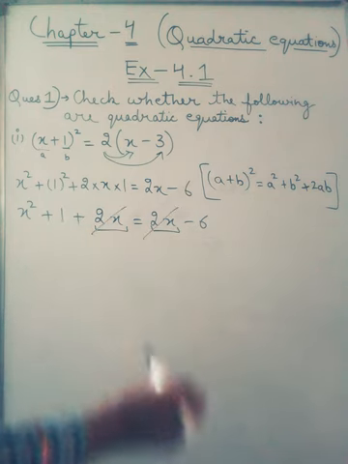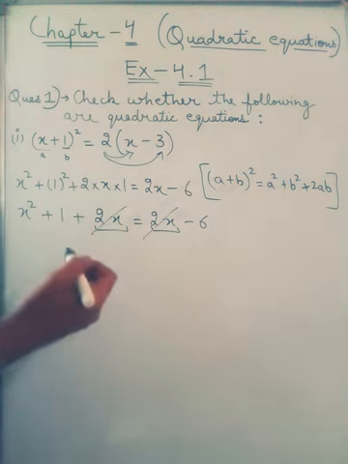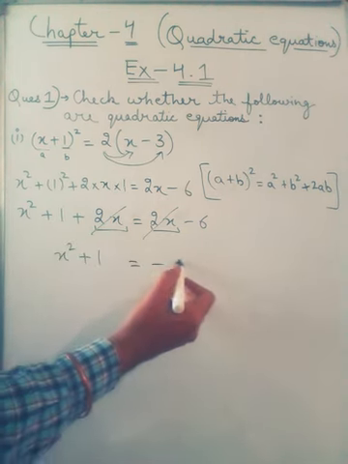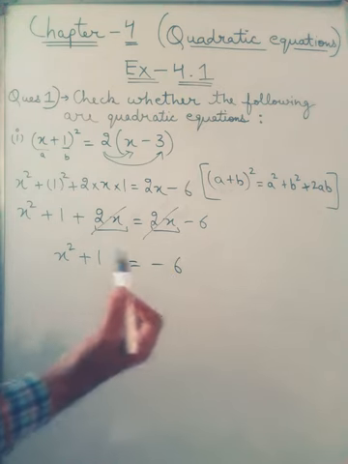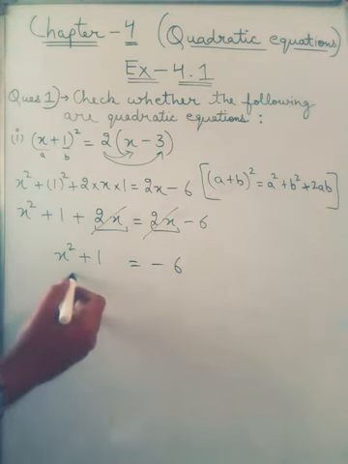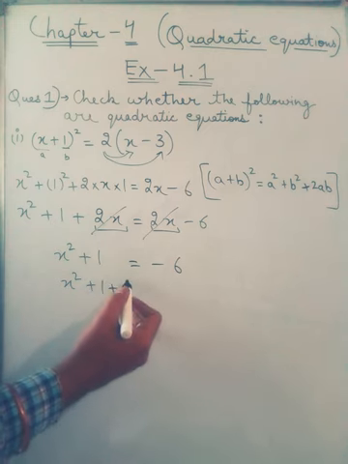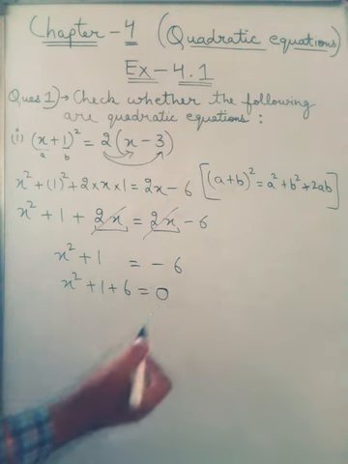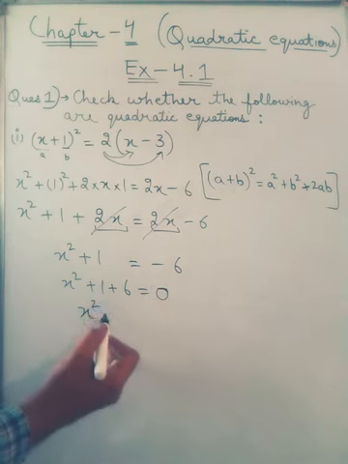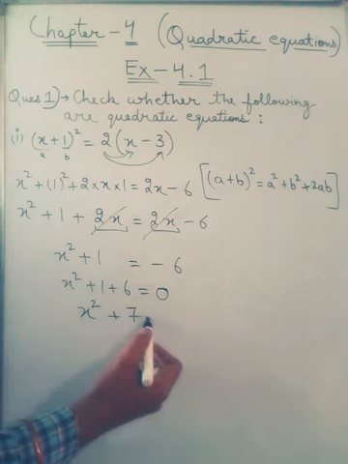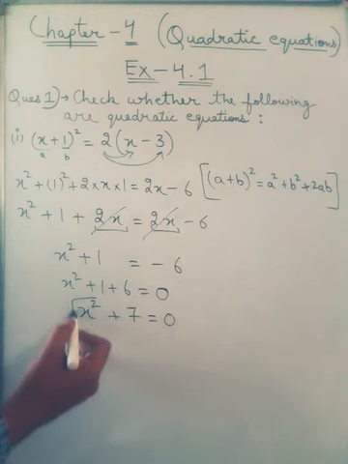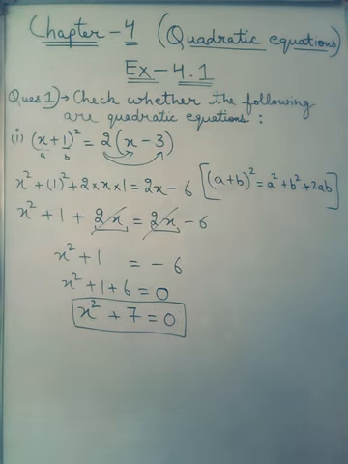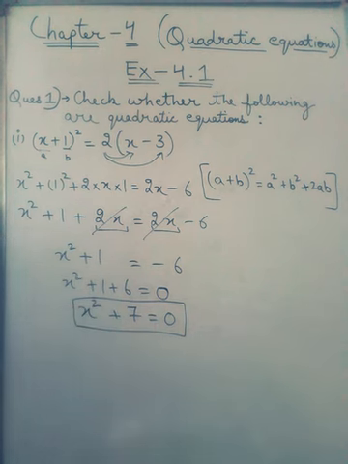Look at these two terms, 2x and 2x, these are like terms, so we can cancel them out. We are left with x square plus 1 equals minus 6, and this minus 6 comes to the left hand side and becomes positive 6. So on the right hand side we are left with 0. In the last, 1 plus 6 is 7, and after simplifying we are left with the equation x square plus 7 equals 0.